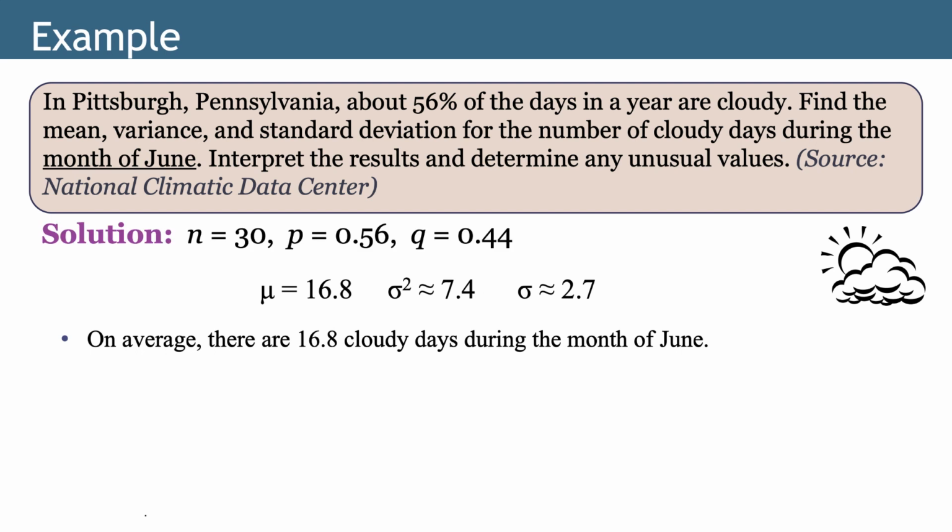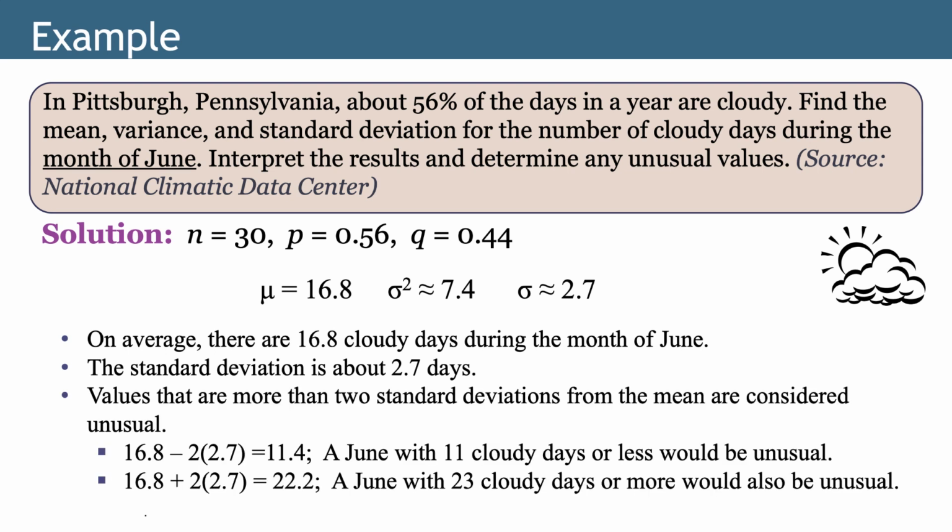Oh, by the way, there's your n, p, and q. Yep. The standard deviation is about 2.7 days. So on average, right, the spread around that, it's not going to be exactly 16.8, but spread about 2.7 around that. Now, remember, when you have standard deviation, we have that bracket of usual and unusual, right? And so if I take the mean minus 2 times the standard deviation, that gives me 11.4. And if I take the mean plus 2 times the standard deviation, that gives me 22.2.